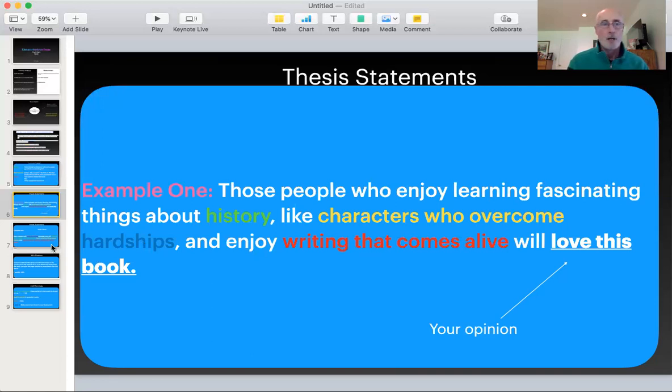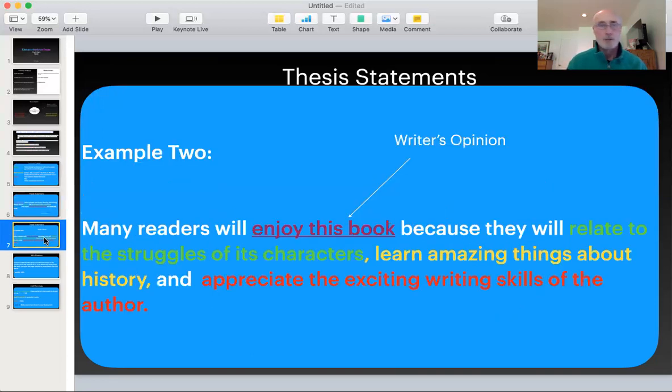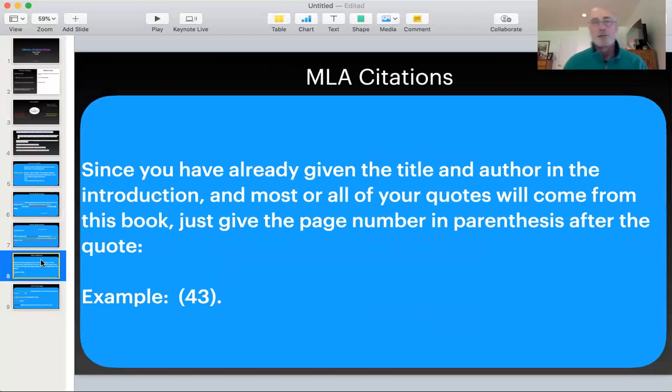All right. Let me jump to the next slide here, which I've already talked about. Let me make sure I've covered this. Yes, I have, and go on to this. All right. This is a little reminder about MLA citations in this essay, okay? Since you've already given the title and the author in your introduction paragraph, and since most of your quotes are going to come from this book, just give the page number in parentheses after the quote.